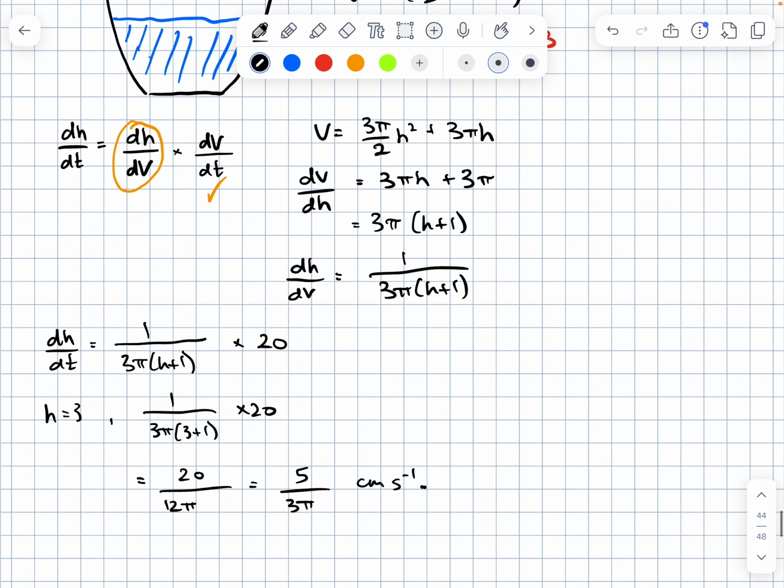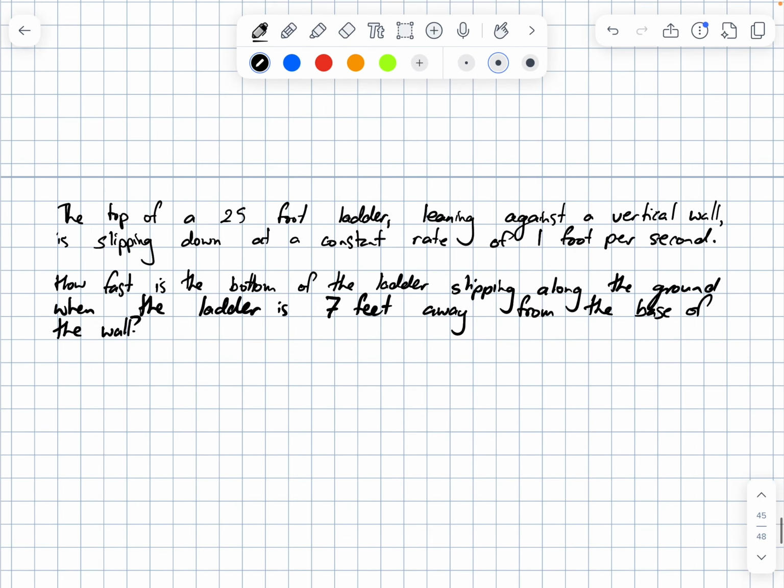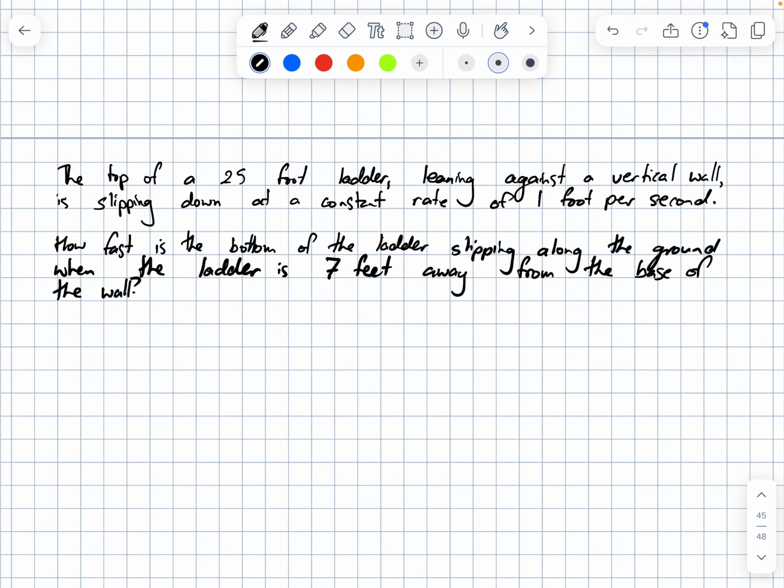You can give this as a decimal if you want as well, round to typically 3 significant figures. Question 2. The top of a 25-foot ladder leaning against a wall is slipping down at a constant rate of 1 foot per second. How fast is the bottom of the ladder slipping along the ground when the ladder is 7 feet away from the base of the wall?